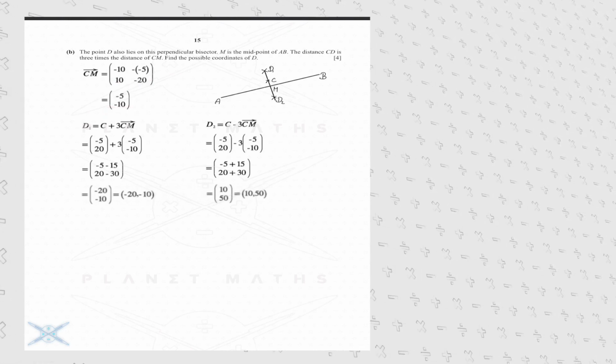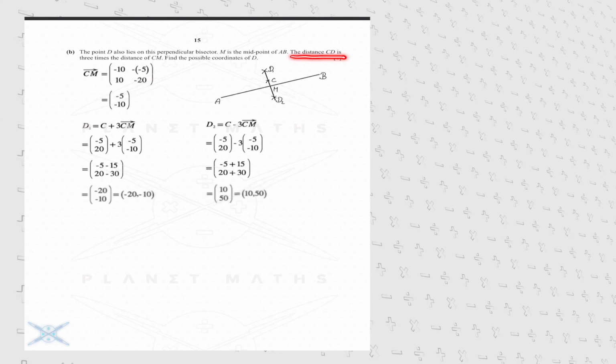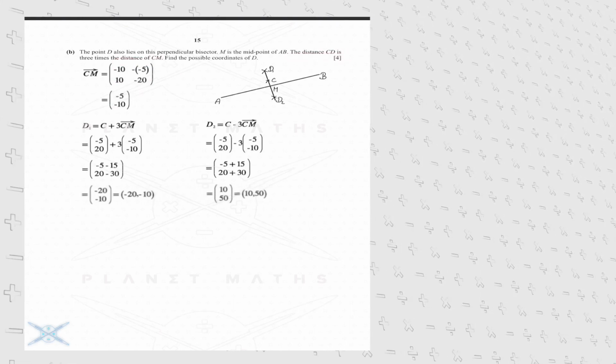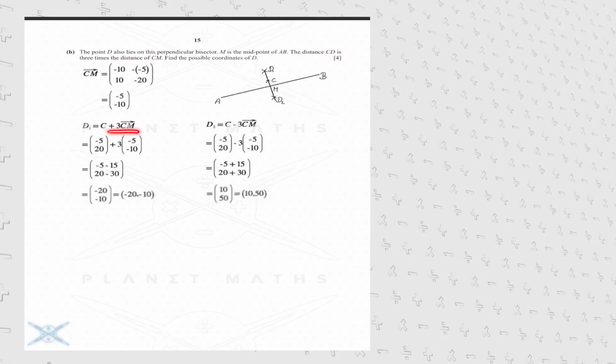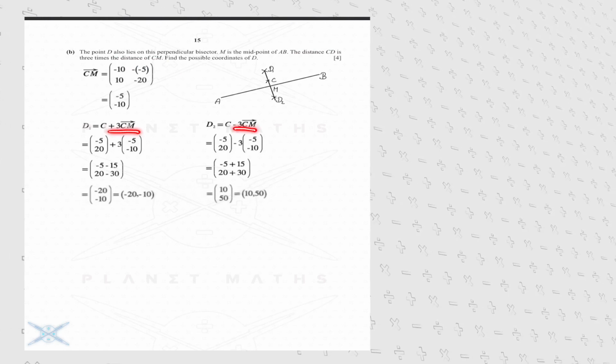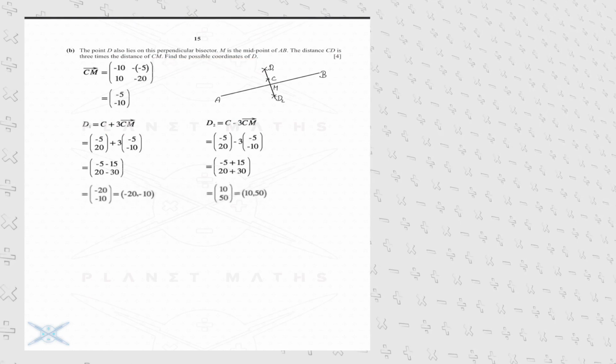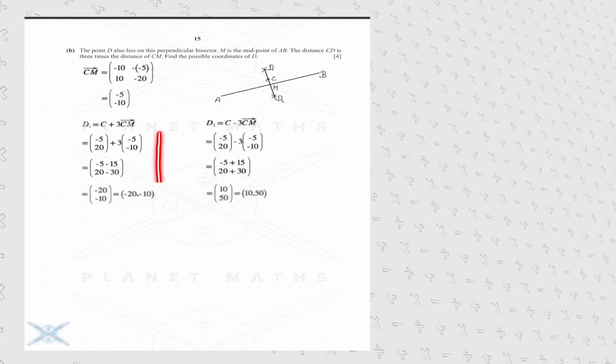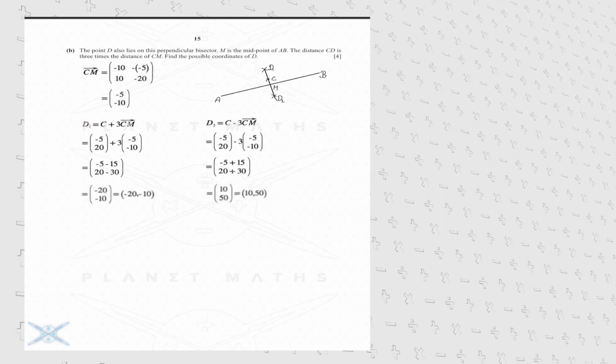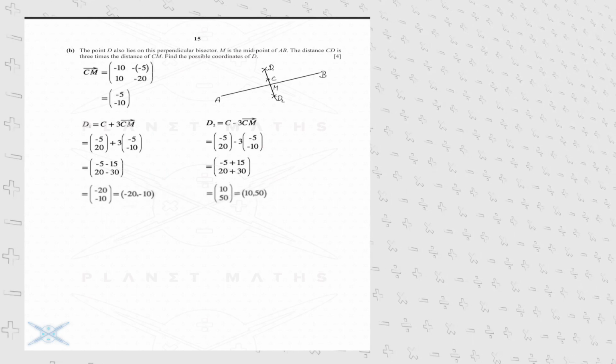Since it's stated that the distance CD is 3 times the distance of CM, we will have to add and subtract the distance of CM from C in order to find both of the possible coordinates of D. After simplifying both of our calculations for D1 and D2, we will conclude that the coordinates are -20, -10 and 10, 50.